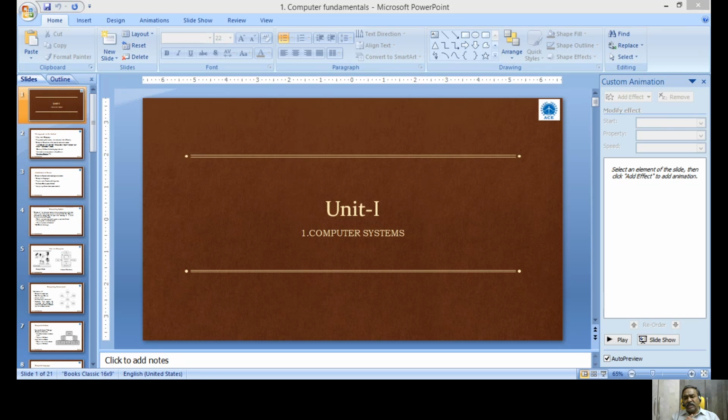Why do we say it is machine dependent? Because each code is uniquely developed and it is mapped onto one particular instruction. So the way it is written differs. So it becomes machine dependent.